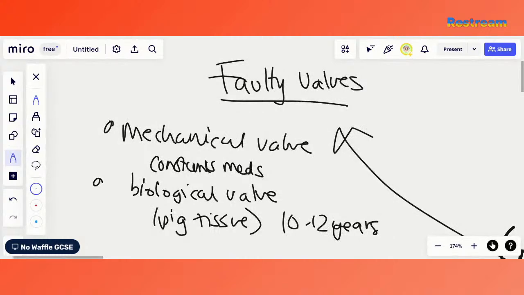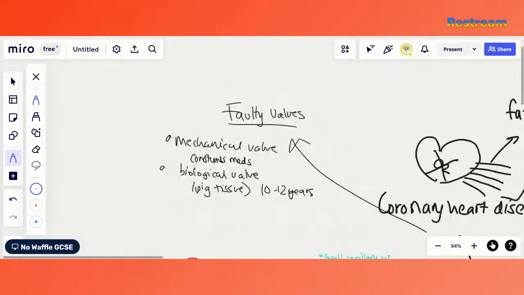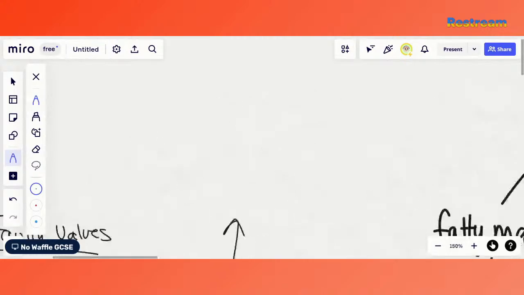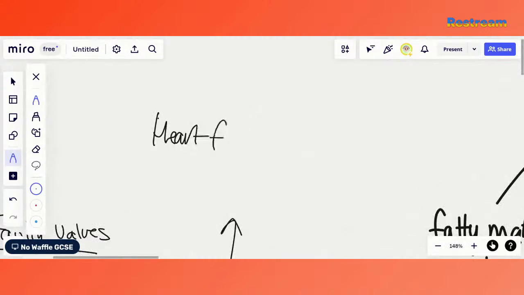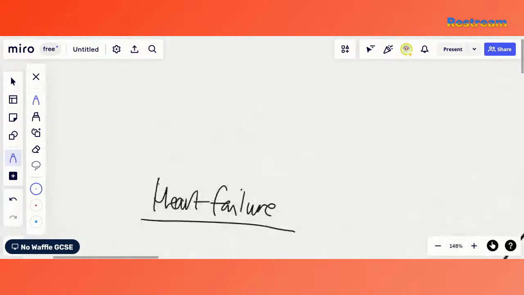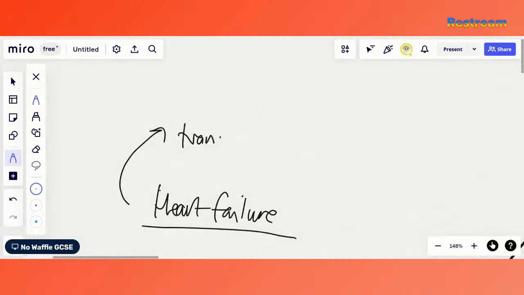And finally, the final problem to do with hearts is heart failure. So heart failure, however, can be solved with a heart transplant. A heart transplant requires a donor who has recently died. So these are not always available. That's the issue. Issue number one, they're not always available, and therefore an artificial heart may be used in the time that you're waiting.